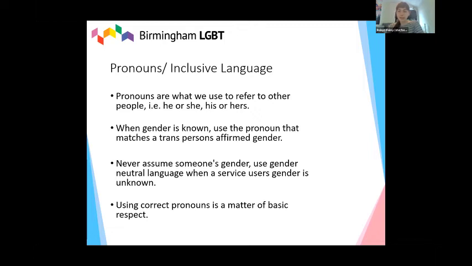Actually, deliberately not using someone's chosen name and pronouns when you use the correct terms for everyone else is an example of direct discrimination under the Equality Act 2010. That said, obviously, making a mistake isn't discrimination, but deliberately using the wrong pronouns and names would be.